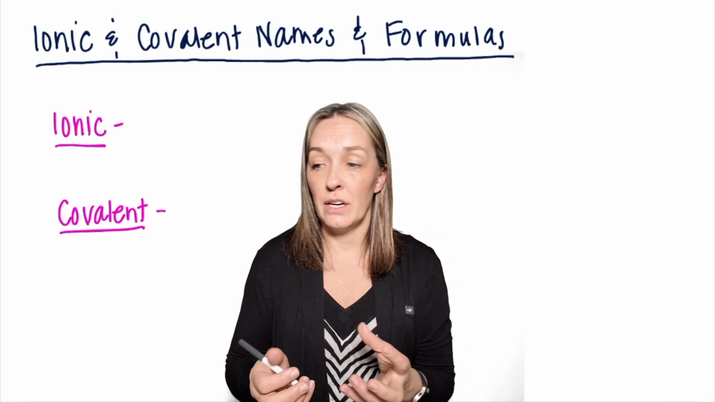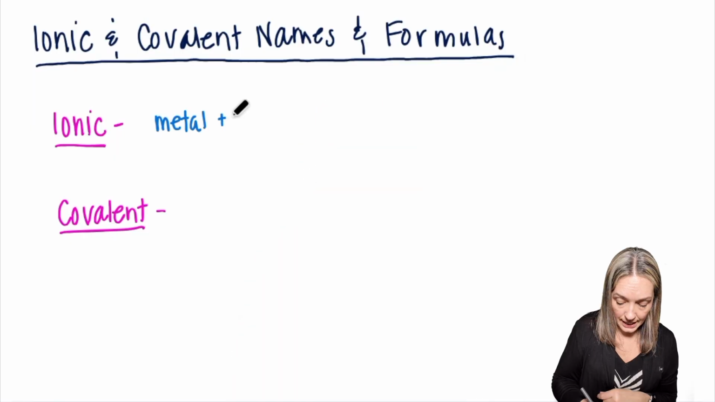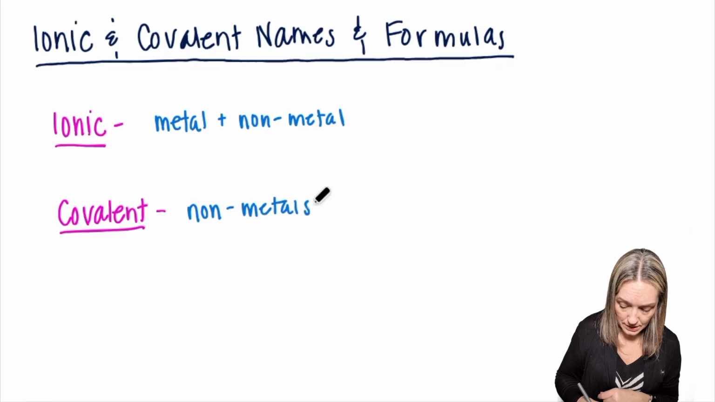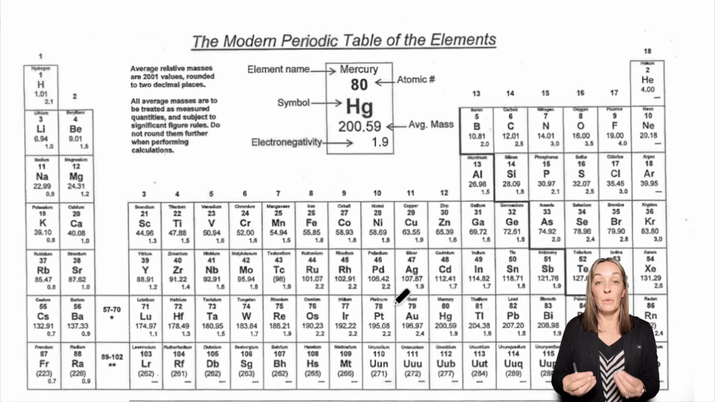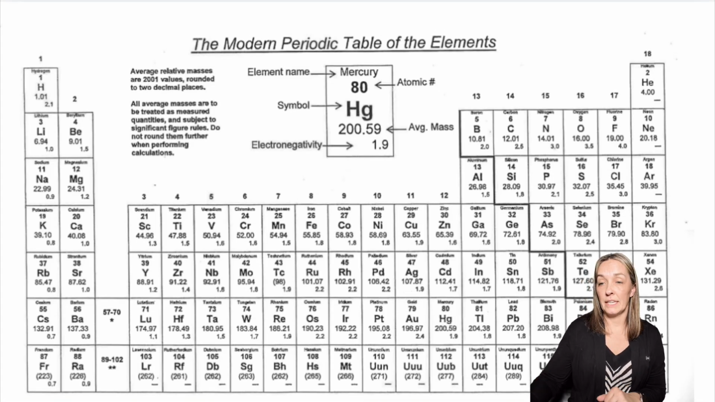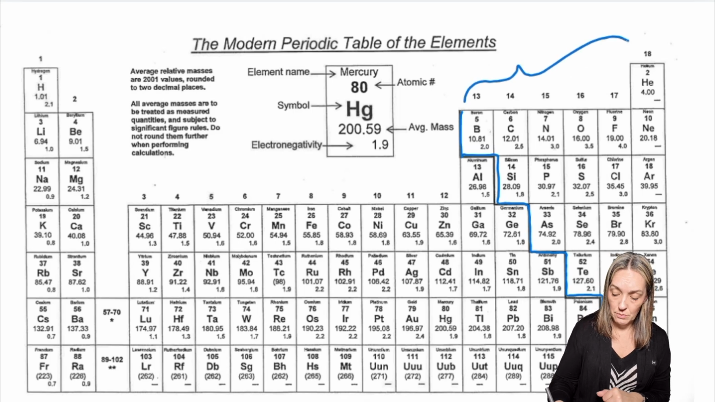So the first thing we have to understand about ionic and covalent compounds is what they are made of. Ionic compounds are made of a metal and a nonmetal. Covalent compounds are made of two nonmetals. So we need to be able to identify what are considered metals and what are considered nonmetals on the periodic table. In order to determine which are metals and which are nonmetals, I'm going to focus on this staircase line. This staircase line is my dividing line. Everything to the right of this is considered a nonmetal.